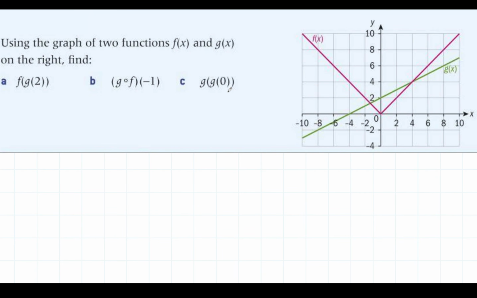I just know that it would be 2.5. Let's try the last one, g of g of 0, we're composing g with itself. g of 0 is going to be, well, we're here at 0, and I'm just going to go all the way to the curve of g, and that's going to give me 2, so I'm just going to get g of 2. And then my input is 2 now, so I'm just going to go all the way to the curve of g, and that's going to give me a 3. So the answer is 3.